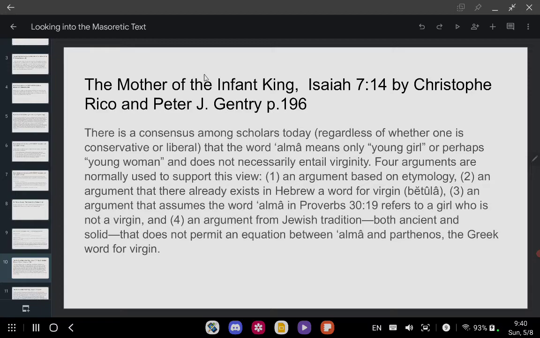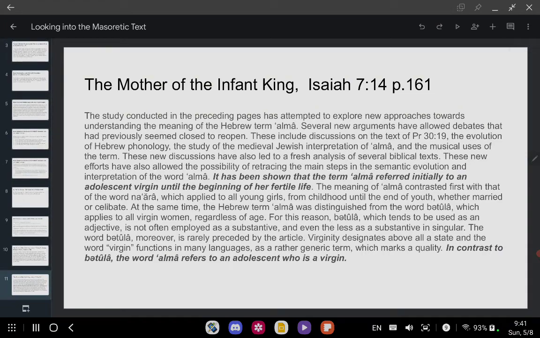Four arguments are normally used to support this view. An argument based on etymology, which is where a word comes from, is my best understanding of how to explain it. An argument that there already exists a word in Hebrew for virgin, which is Betula. An argument that assumes the word Alma in Proverbs 30:19 refers to a girl who is not a virgin. And an argument from Jewish tradition, both ancient and solid, that does not permit an equation between Alma and Parthenos, the Greek word for virgin. That's a direct quote, so it says solid.